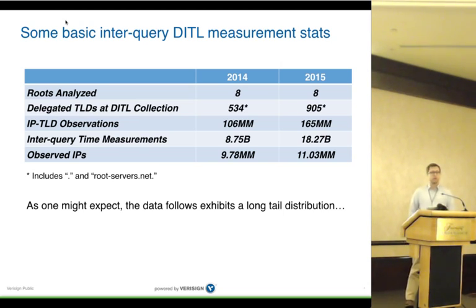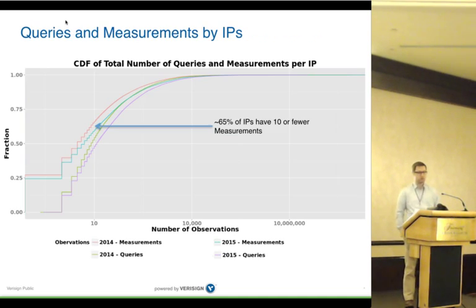And just like most internet data measurements out there, this is going to follow a long-tail distribution like we see very, very often. So if we take a look at some of the most basic measurements, here we're going to take a look at a cumulative distribution function of the total number of queries as well as the total number of measurements on a per IP basis for 2014 and 2015. So one of the points we like to call out on the CDF plot is that 65% of these IPs have 10 or fewer measurements, right? So this is already starting to describe the shape and distribution of the data we're seeing, and we're kind of starting to already get a sense of how this interplays with TTL adherence.